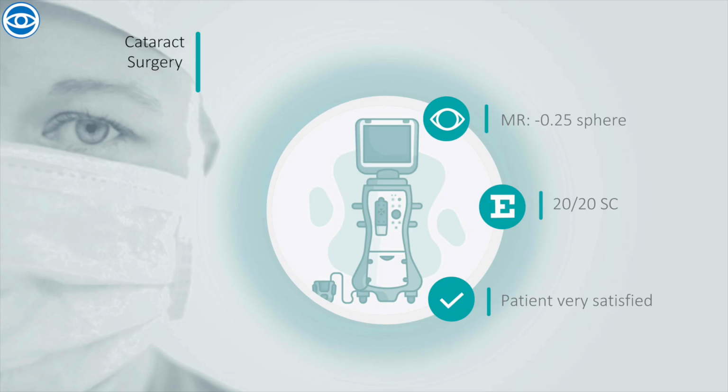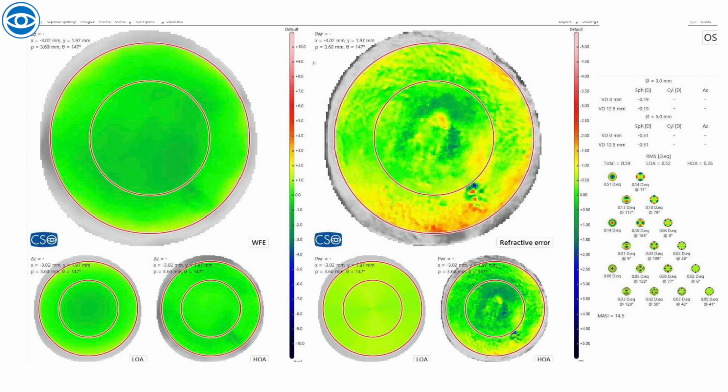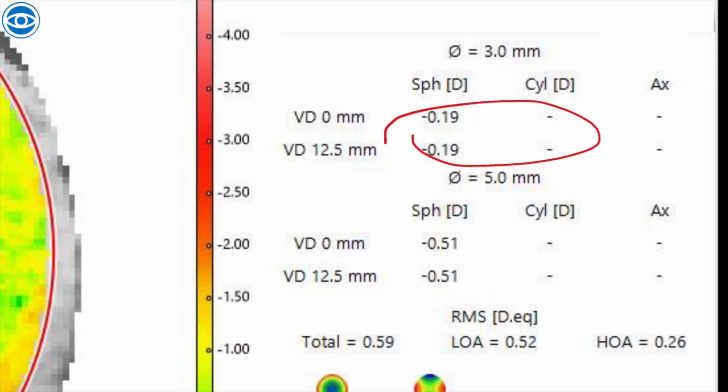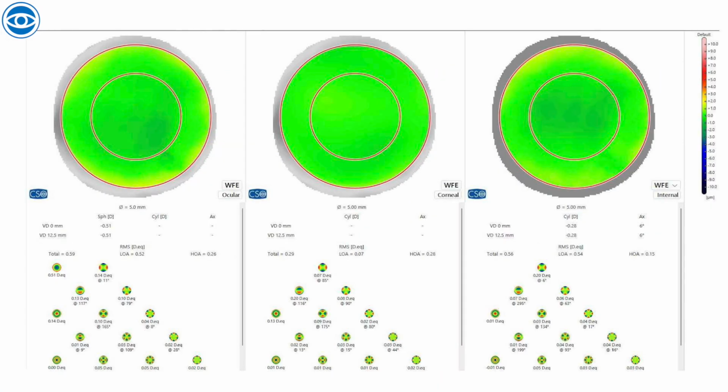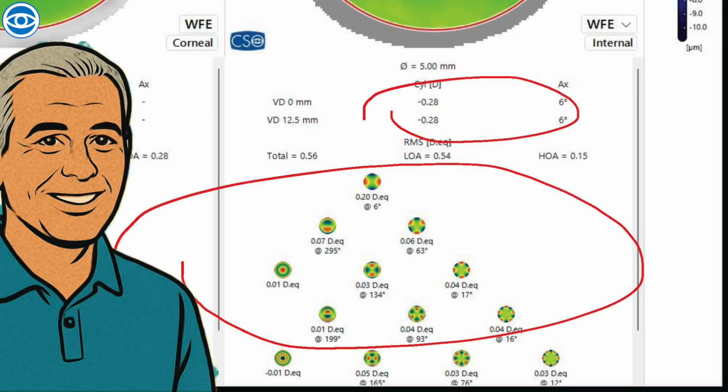So technically, we ended up doing phaco. The patient was very satisfied. These are the parameters post-operatively. Really nice and pristine. The astigmatism is 0 and almost 0 in refraction. And that's the intraocular higher order aberrations. Also reading perfectly well everything.